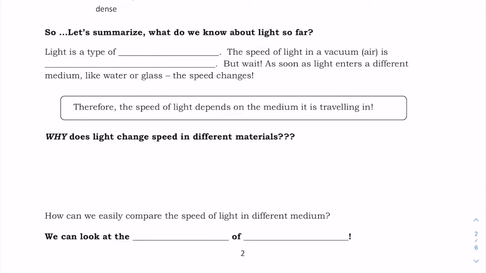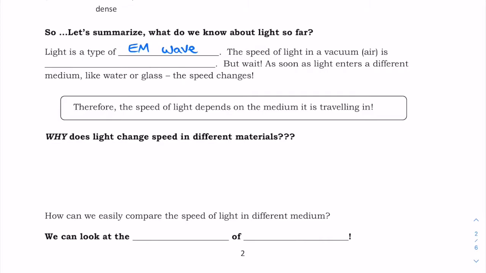So what do we know about light so far? Light, remember, is a type of electromagnetic radiation. And it's a wave. It has wave-like properties. So light is really a type of electromagnetic wave, or EM for short. Did you know that nothing in the universe travels faster than the speed of light? This is actually what Einstein was famous for.